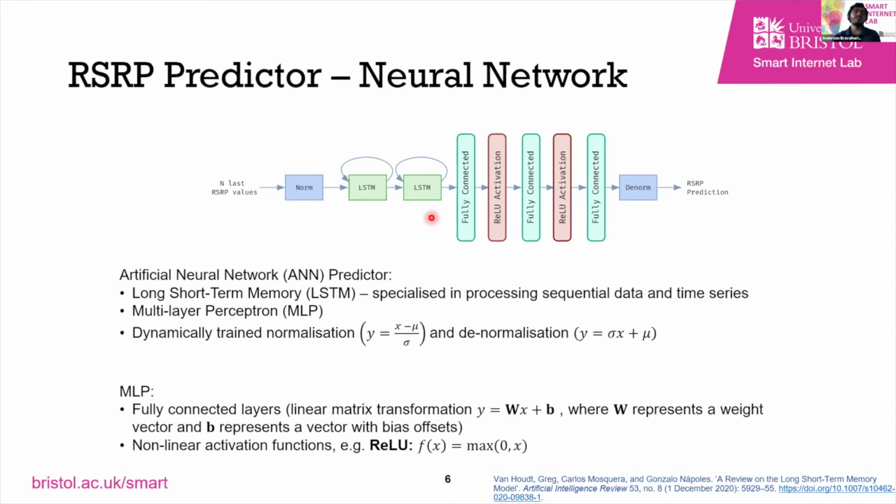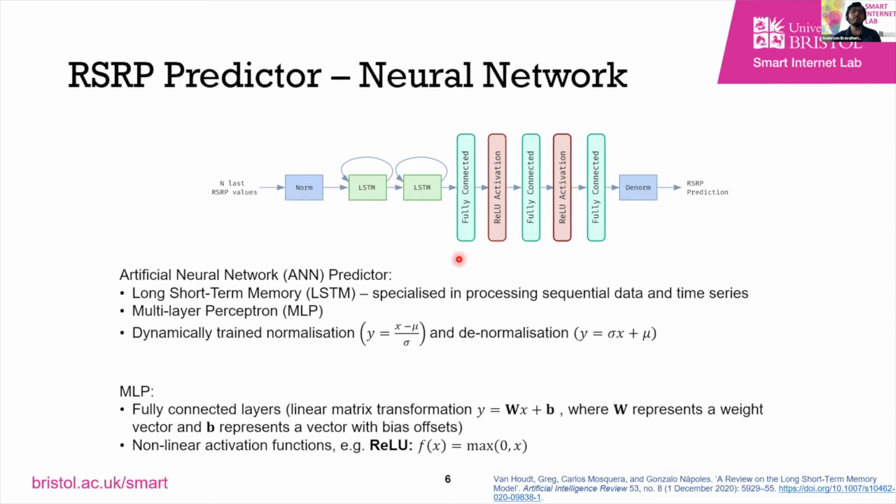But adding to these structures, we have added some extra layers to do normalization that we are also training, which is the best normalization, because the strength of the signal might vary depending on the region where you are or depending on the antennas that you have available. So we are doing some normalization and therefore denormalization in the end.